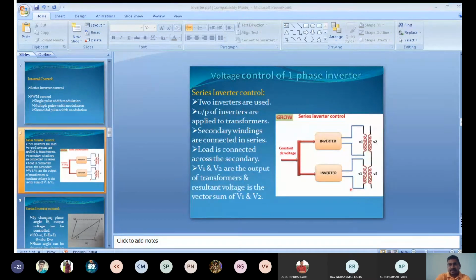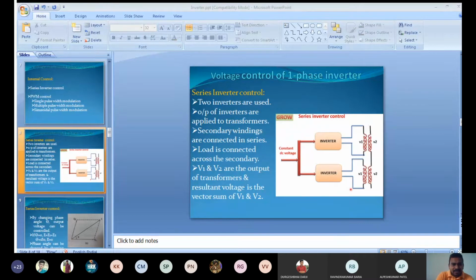This is the secondary winding of T1, this is the secondary winding of T2. Both secondary windings of the transformers are connected in series, and the load is connected across the secondary winding. So the load is connected between the upper terminal of the secondary of the first transformer and the lower terminal of the secondary of the second transformer.